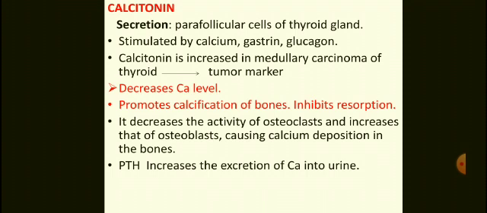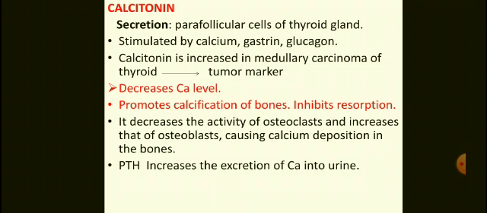Next is calcitonin. Calcitonin is secreted by parafollicular cells of the thyroid gland and it is stimulated by calcium, gastrin and glucagon. Calcitonin can be increased in medullary carcinoma of thyroid, so it is an important tumor marker. Now calcitonin is antagonistic to the action of PTH, that is, it decreases calcium level.